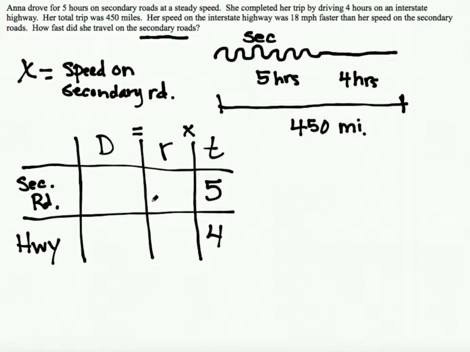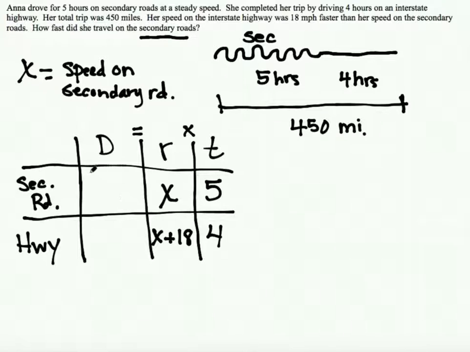So this is where my variable is going to be this time. We already decided that x is going to be the rate on the secondary road. Okay, if you wanted to use r, you could. We don't know how fast she's going on the secondary road, so we're going to call that x. We do know that on the highway, she was driving 18 miles per hour faster. So we're going to represent that by x plus 18. Okay, 18 miles per hour faster than she was on the secondary road.